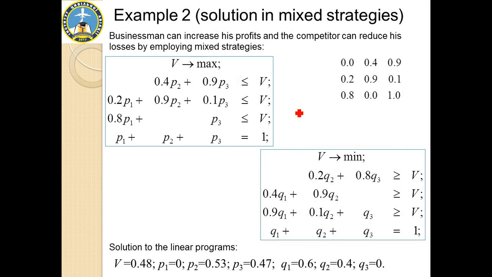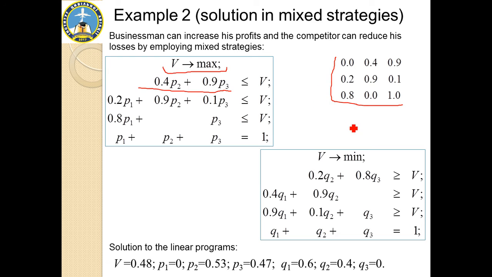Now we try to represent this game in mixed strategies. We just employ those previous formulas formally, and we set up two linear programs. From the standpoint of the businessman, we try to maximize the price of the game, subject to constraints. The constraints come from the payoff matrix, which is repeated here.